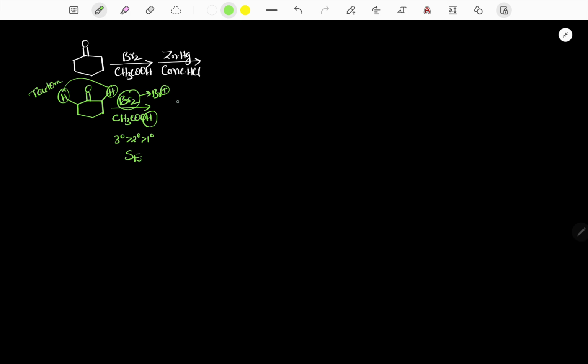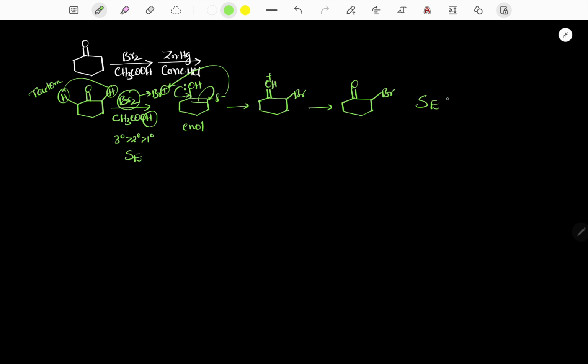tautomerization. For example, in this case, you can write the tautomer like this. And it is an enol form. Now this enol form is a nucleophile because of the resonance. So this attacks the Br plus, and finally we get the corresponding double bond, OH plus and Br. Now by removal of proton, we get our corresponding product, ketone, and here alkyl bromide. So this overall reaction is electrophilic substitution.